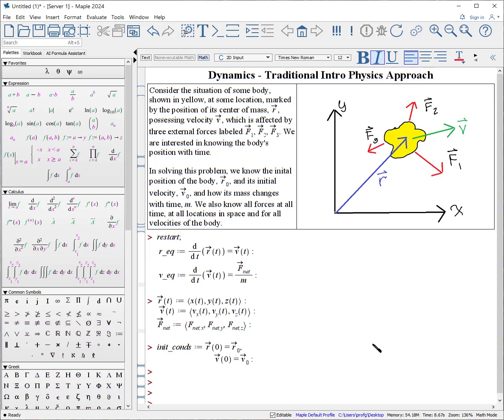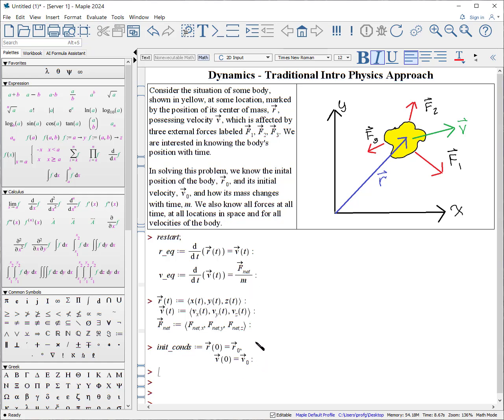If we work this problem in multiple dimensions, it's just a matter of making sure that each of the functions are functions of 3 components. That means both the position, the velocity, and the net force. But the physics is the same. The rate of change of position is called velocity, the rate of change of velocity is called acceleration, and acceleration is net force divided by mass.